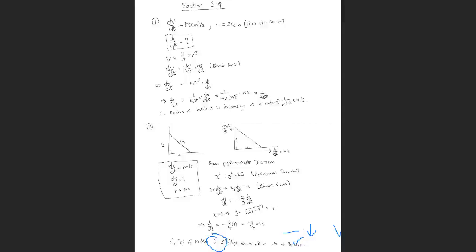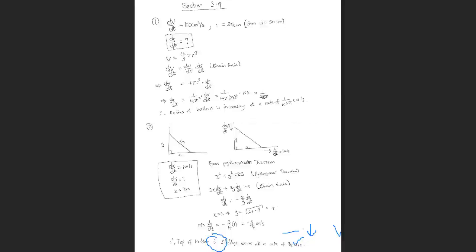So in conclusion, I can say therefore the top of the ladder is sliding down at the rate of 3/4 meters per second. So this is me interpreting this result here. You can choose to not write this conclusion, it's fine. Me looking at this, I know what you mean, because a negative sign means sliding down at a certain rate.